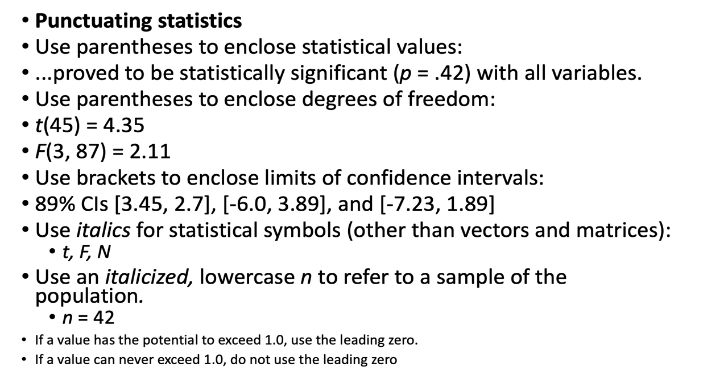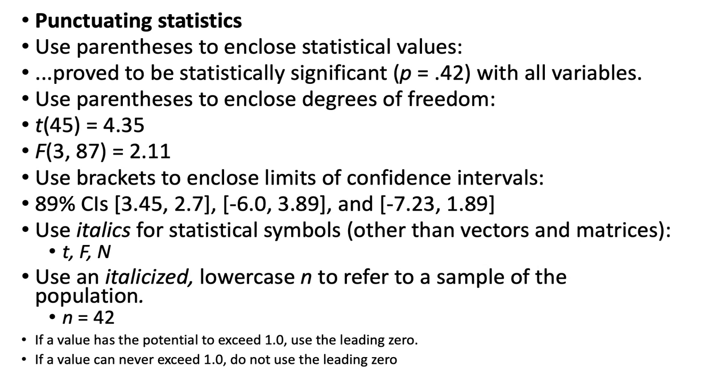Again, on punctuating statistics, we use parentheses to enclose statistical values. You can see that in this example right below. Use parentheses to enclose degrees of freedom. So every t you write should have a t in parentheses, degrees of freedom, equals whatever the t is. Notice also the spacing, right? You definitely have spacing between the equal signs. Use brackets to enclose limits of confidence intervals. So here's an example, right? They have confidence intervals presented.